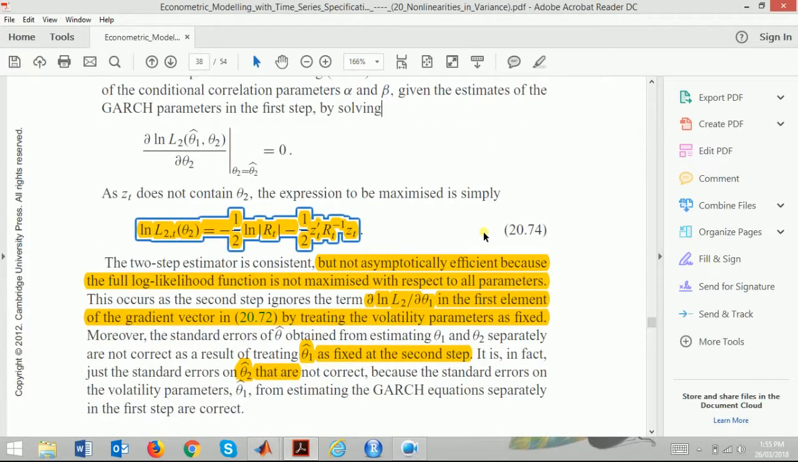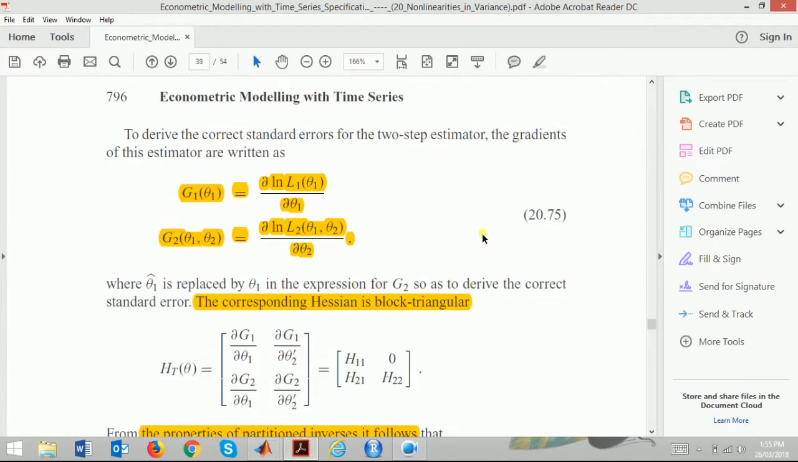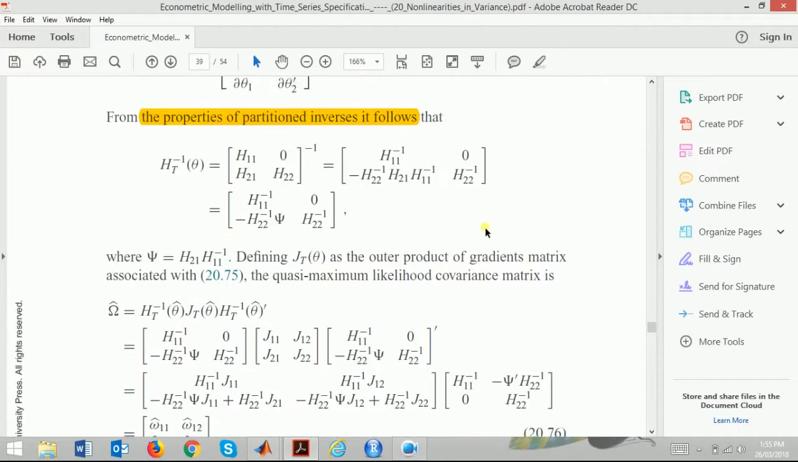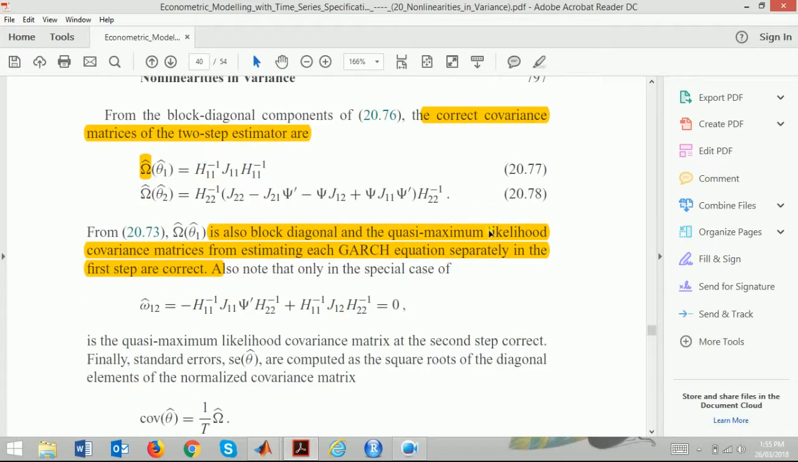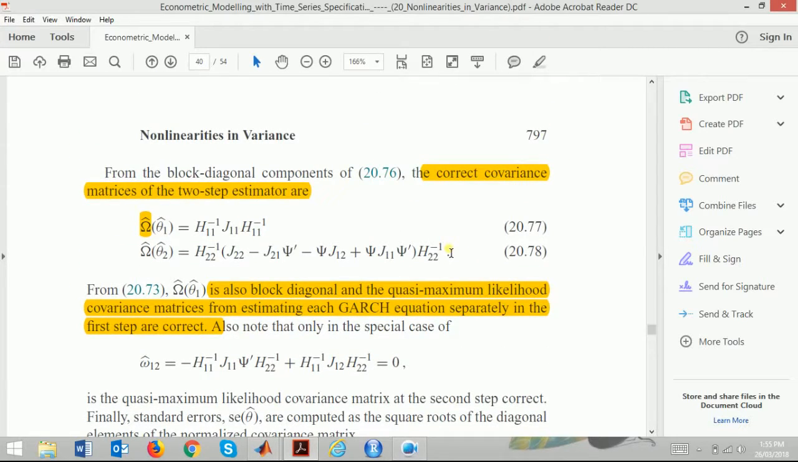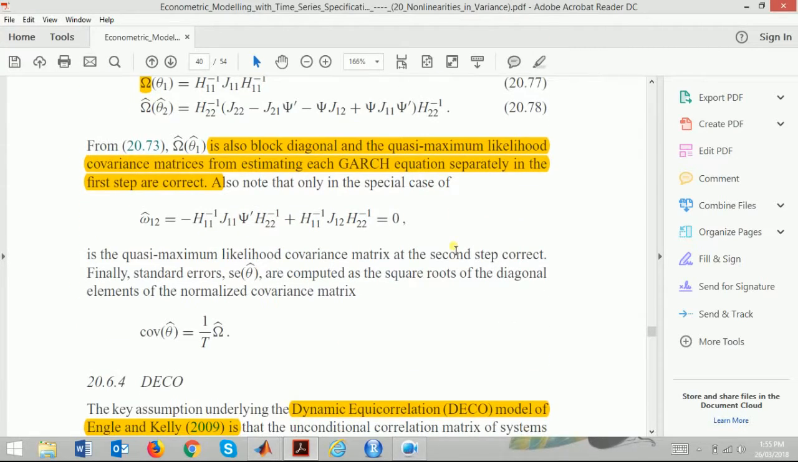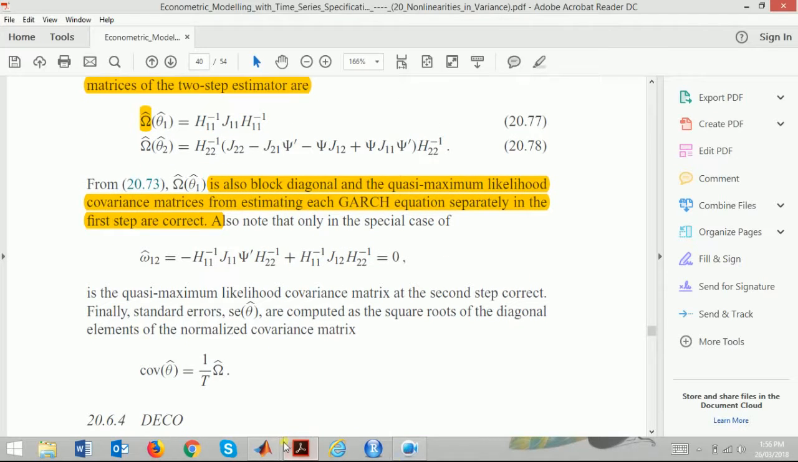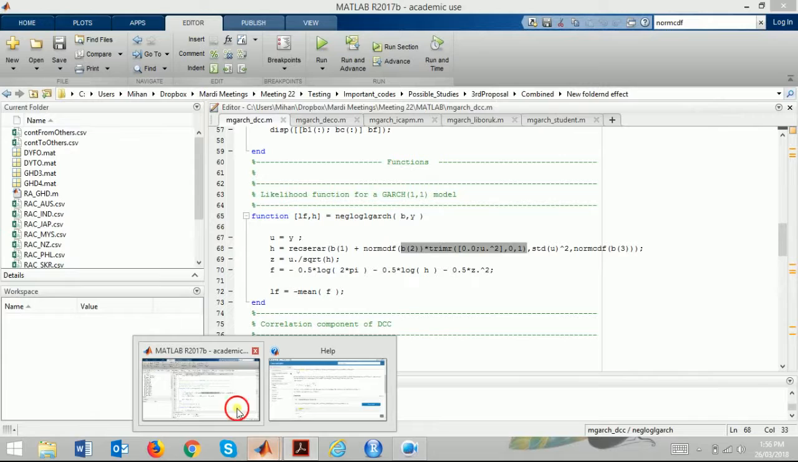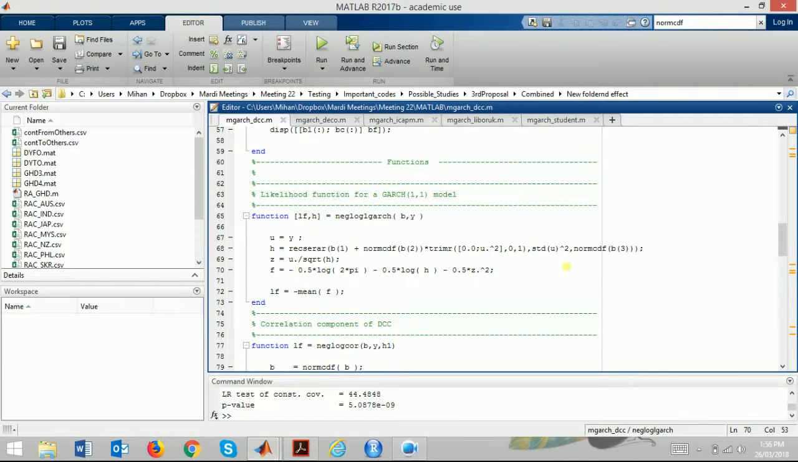Correlation parameter and volatility parameter are estimated with this. It is a two-step estimation but not asymptotically efficient, and this and that. This is quite huge, the DECO model, the DCC model. Okay, let's have a look into the code.